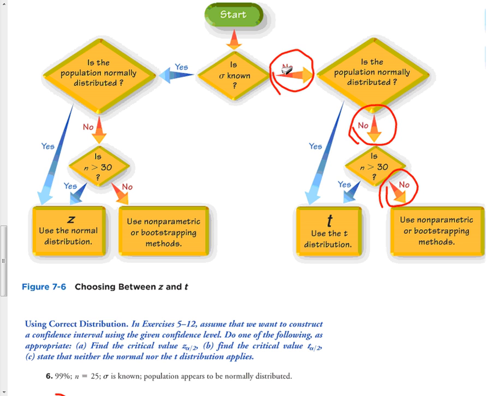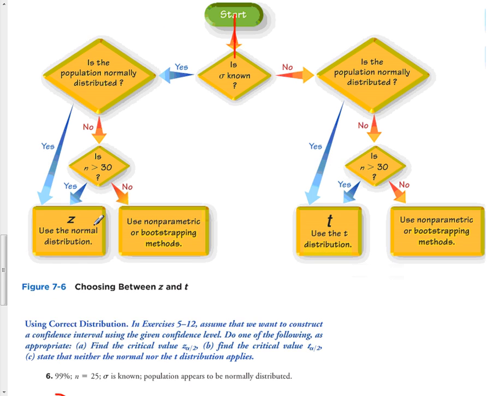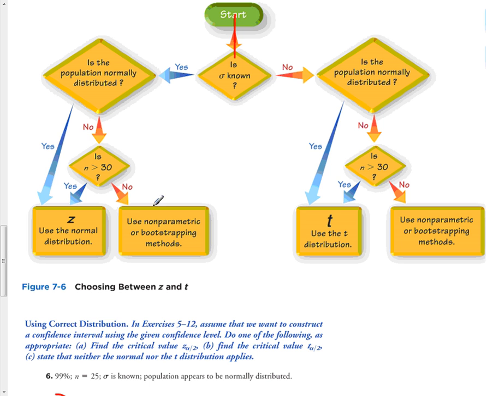So let's go back up here. Let's erase this. Let's start from the start. We have a question: is sigma known? For number 12, it says sigma is unknown. So I answer that question, no. No, sigma is not known.